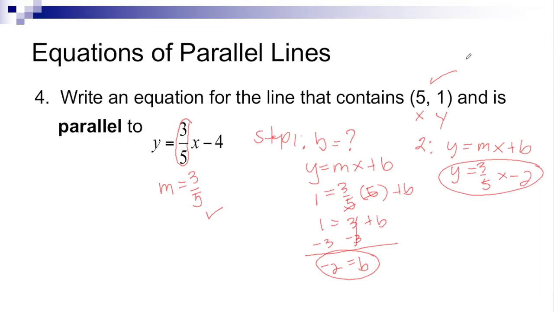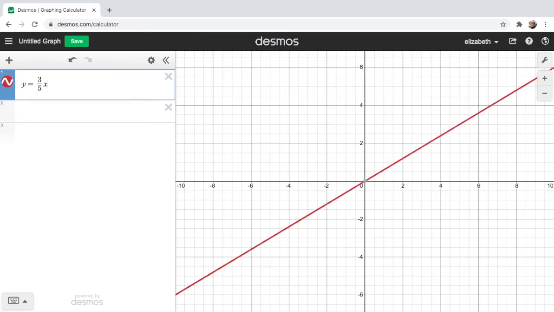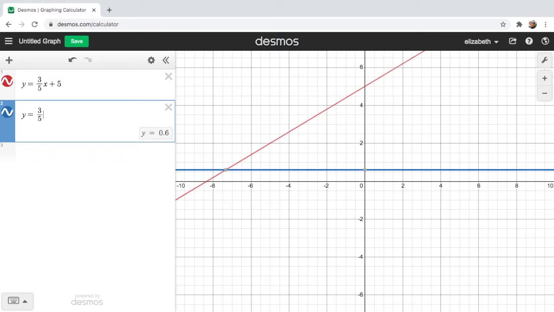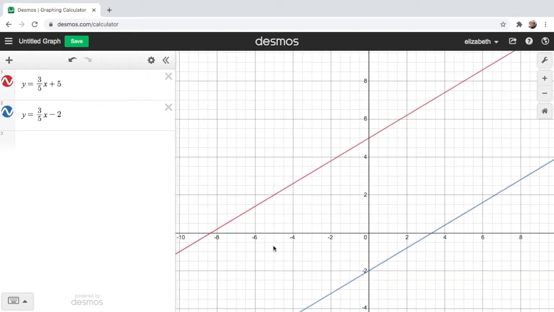Now, to verify this, you can use Desmos Calculator. So let us graph and prove if they are really parallel. So y equals 3/5 x plus 5, and the other equation is y equals 3/5 x minus 2. So, as you can see, using Desmos Calculator, they are really parallel. Please don't forget that the slope of parallel lines are the same.